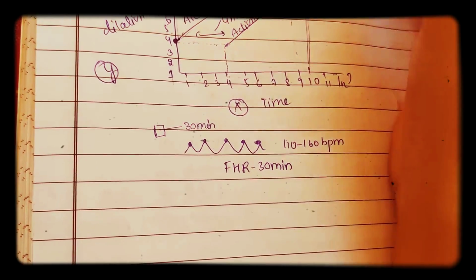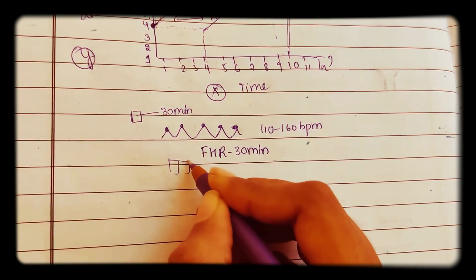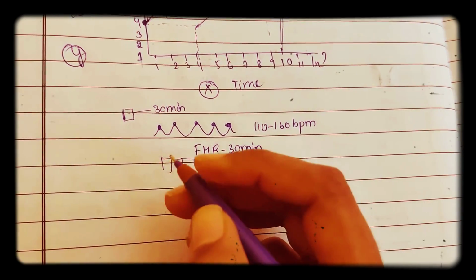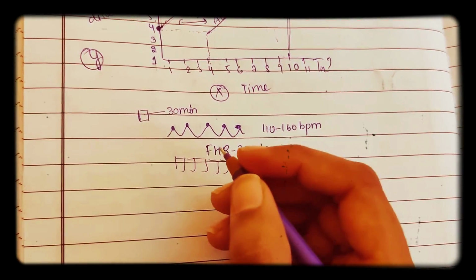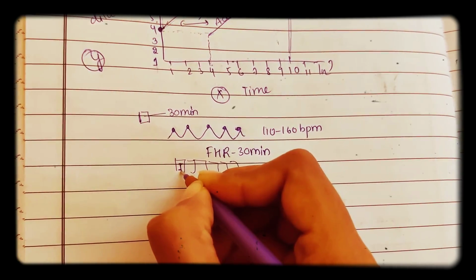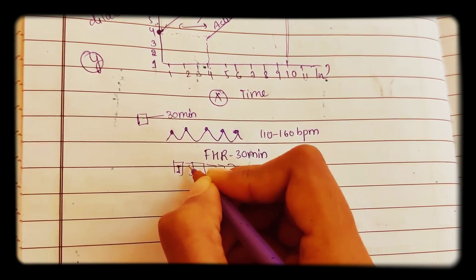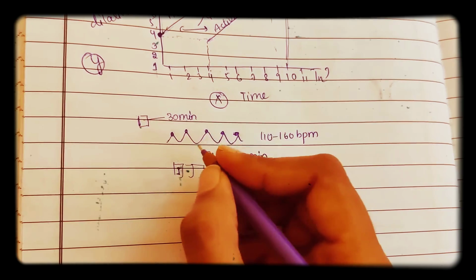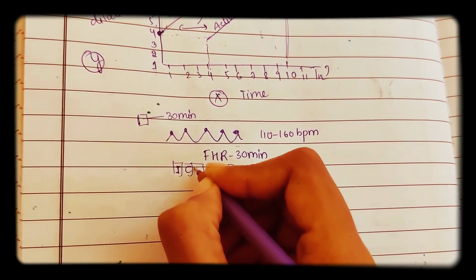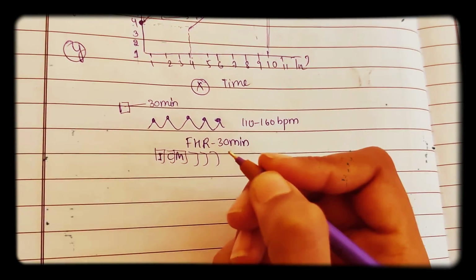Amniotic fluid status is also given in a partogram. Below the heart rate, you will have some boxes, and there you will have the amniotic fluid status. It will be written like I. I means membranes are intact. Okay, and A means amniotic fluid is absent, C means clear fluid, and M means meconium stain.